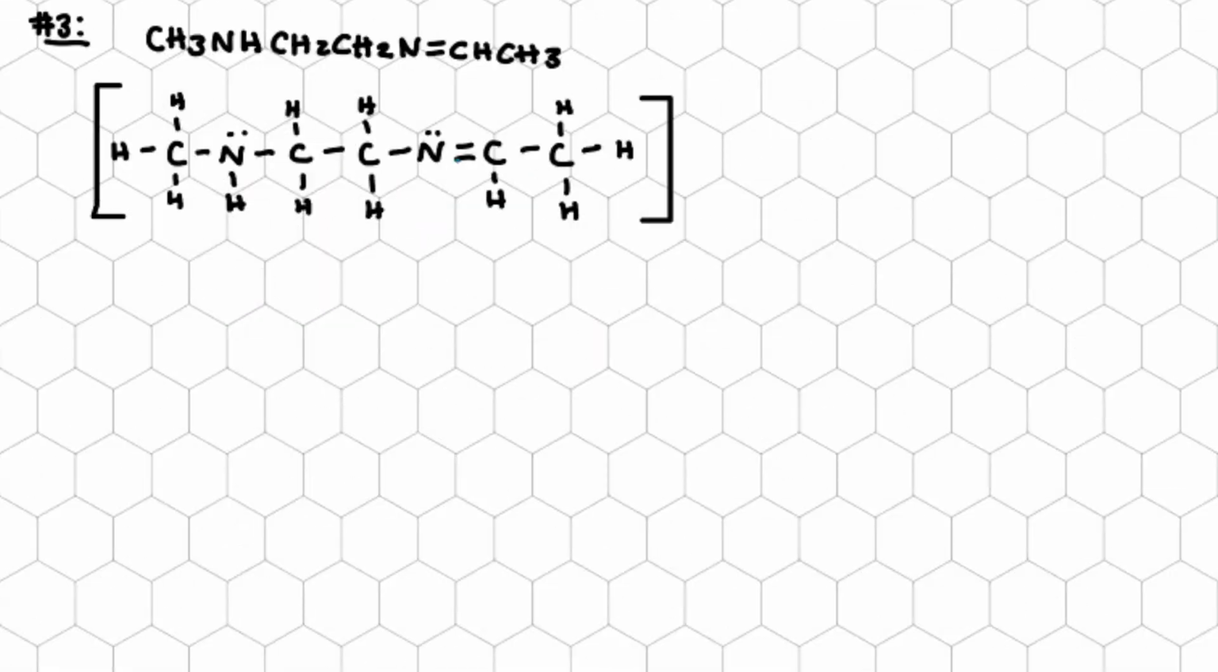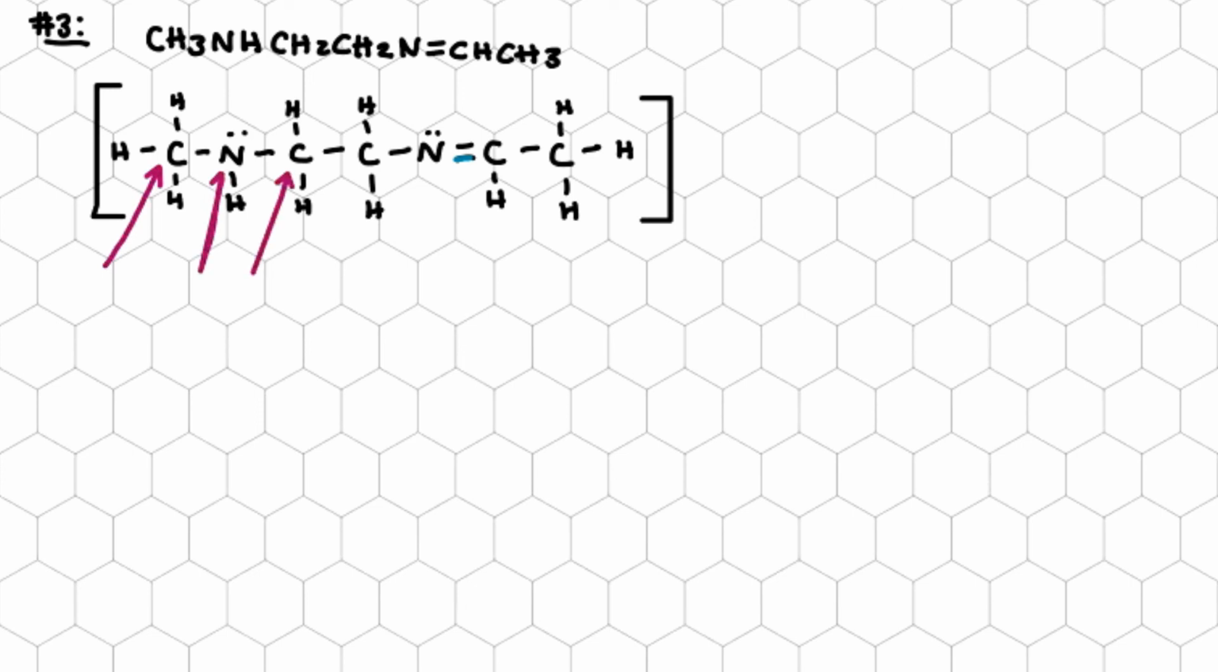So the third example, we're going to go with CH3, NH, CH3, CH2, and double bond CH, CH3. Now as you see, they already drew the Lewis structure for us, and we have only one double bond, so that means we have one pi bond in that and one sigma bond. Okay, so now we're going to go with identifying the hybridization of each atom.